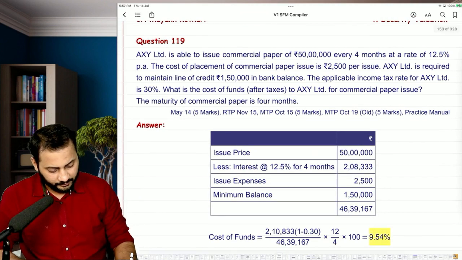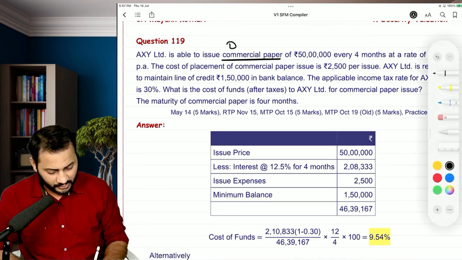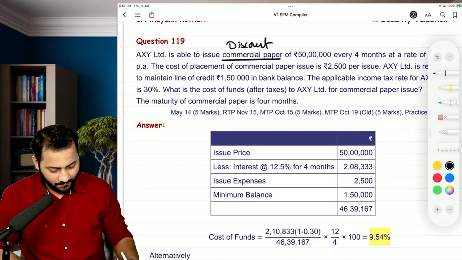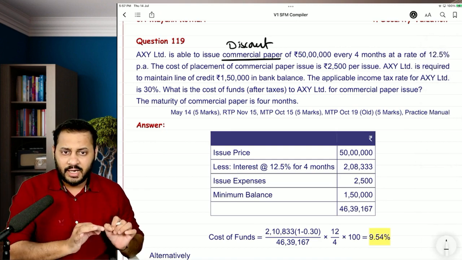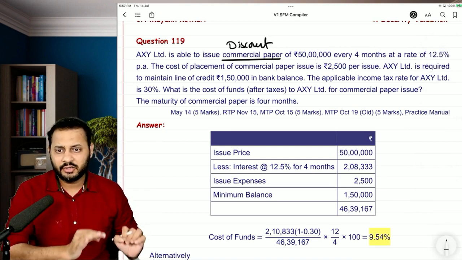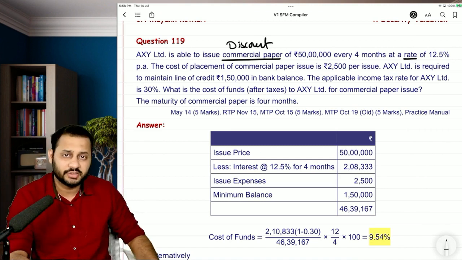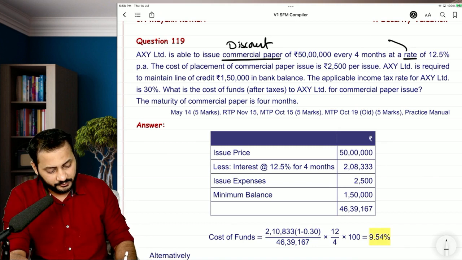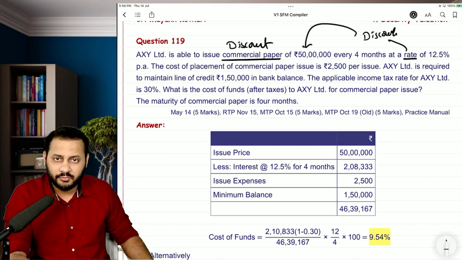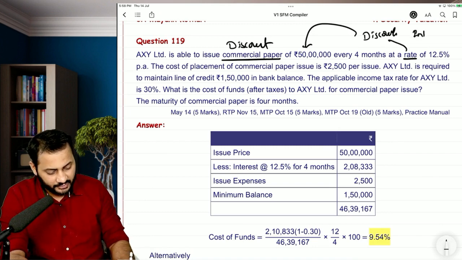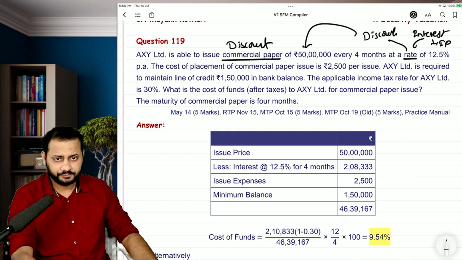Now this commercial paper which is issued, it is issued at a discount, for sure, of 50 lakhs every 4 months at a rate of 12.5% per annum. Now this rate is a discount rate or an interest rate. If it is a discount rate, this rate will be applicable on 50 lakh rupees, and if it is an interest rate, it will be applicable on the issue price.